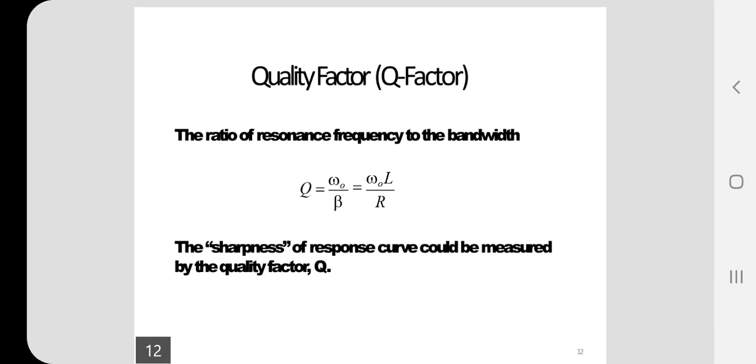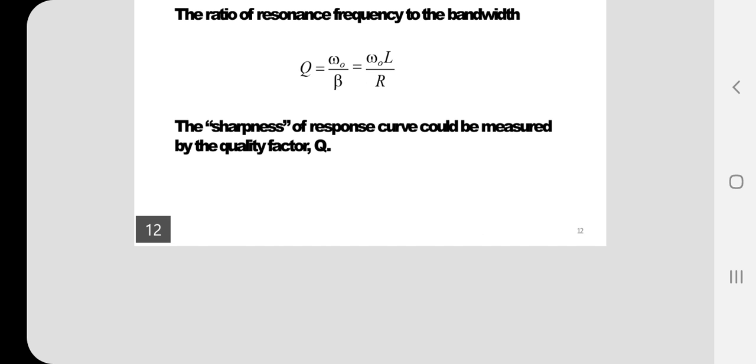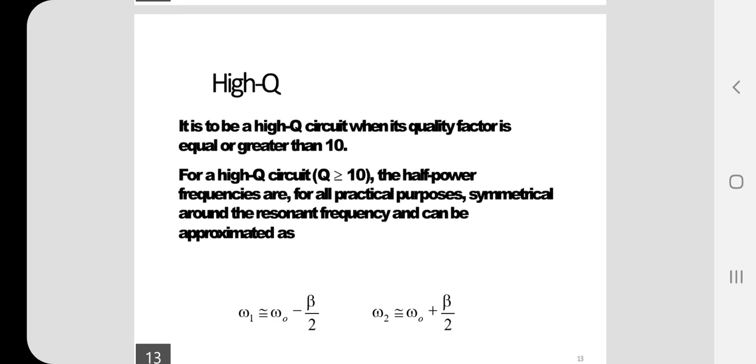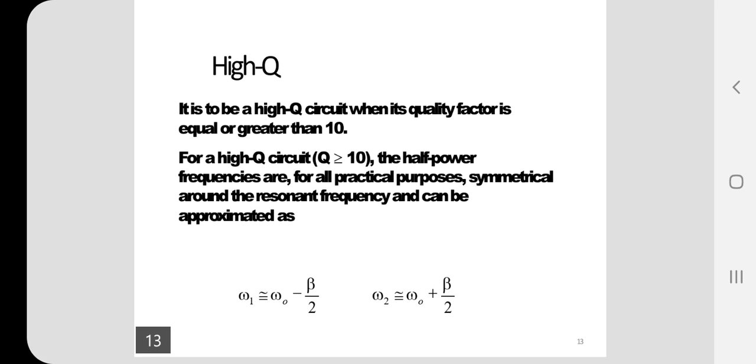Resonant frequency to bandwidth. So you say that the Q is equal to omega naught by beta, which is equal to omega naught L by R. So the sharpness of the response curve could be measured by the quality factor Q. Therefore, the quality factor is inversely proportional to the bandwidth as well as inversely proportional to the resistance. So this is the relation of the Q and bandwidth and resistance.